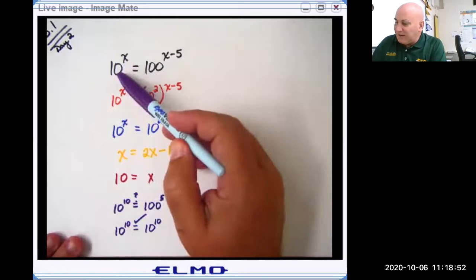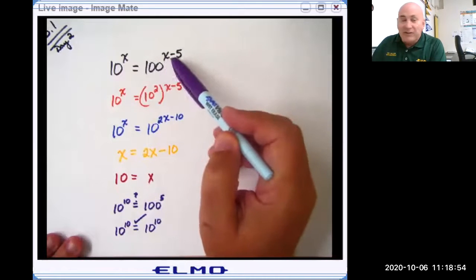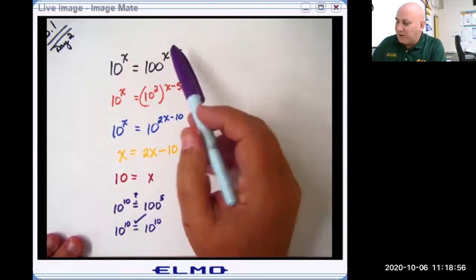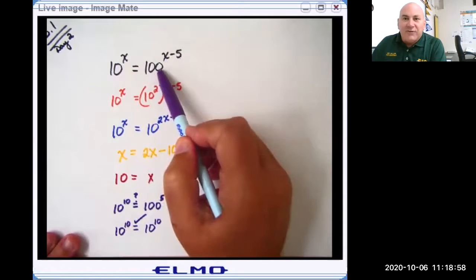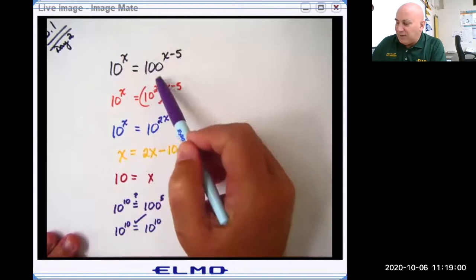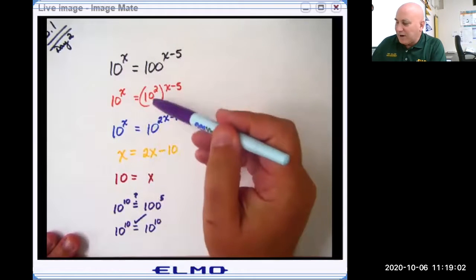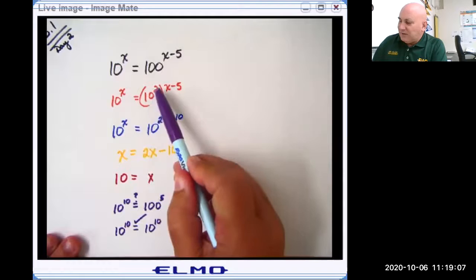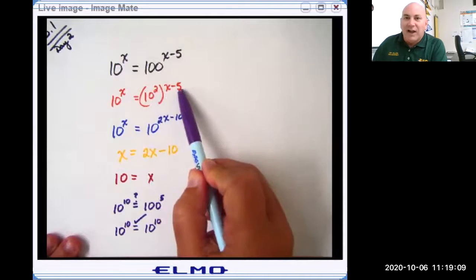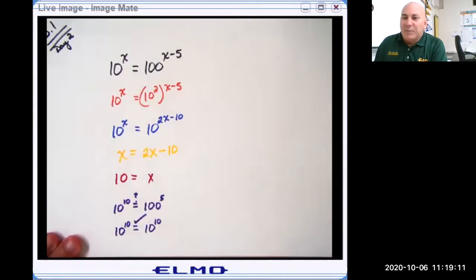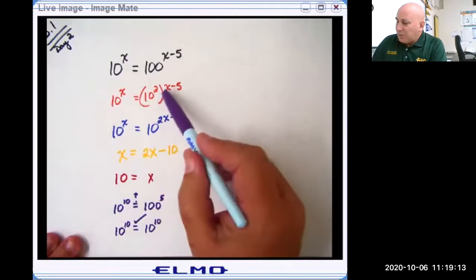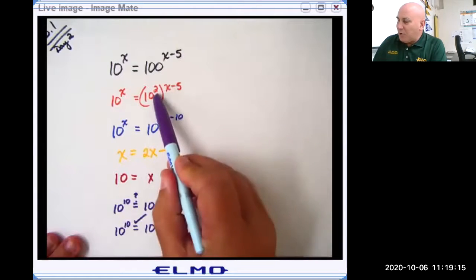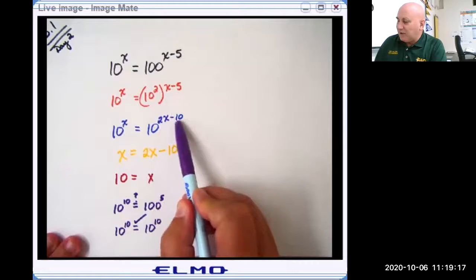So I've got 10 to the x here, I've got 100 to the x minus 5 power here. You just have to notice that 100 is a power of 10, so I can write them both with the same base. Now that's 10 to the second to the x minus 5. We know from our rules of exponents that you can raise a power to a power by multiplying the exponents together.